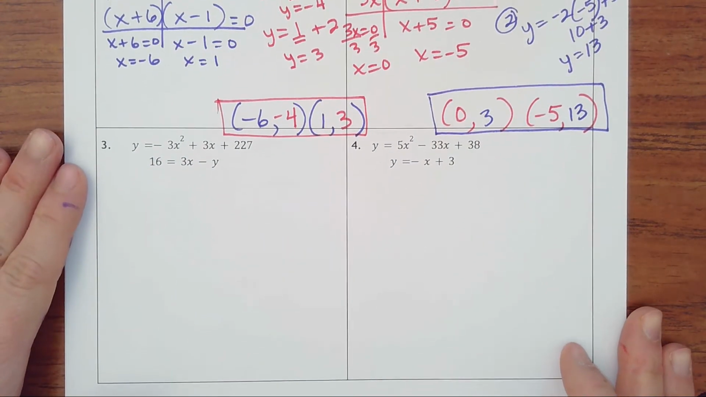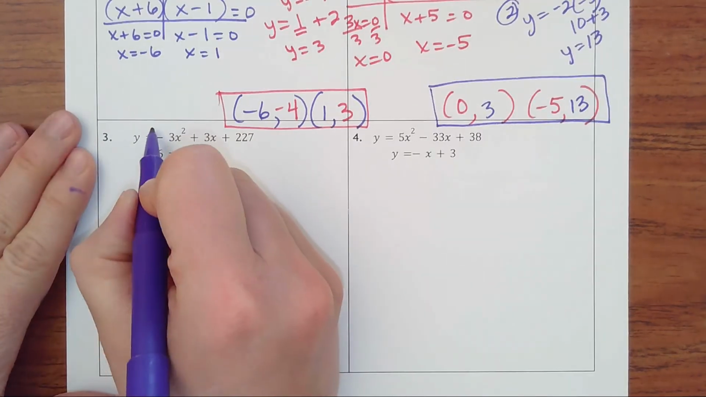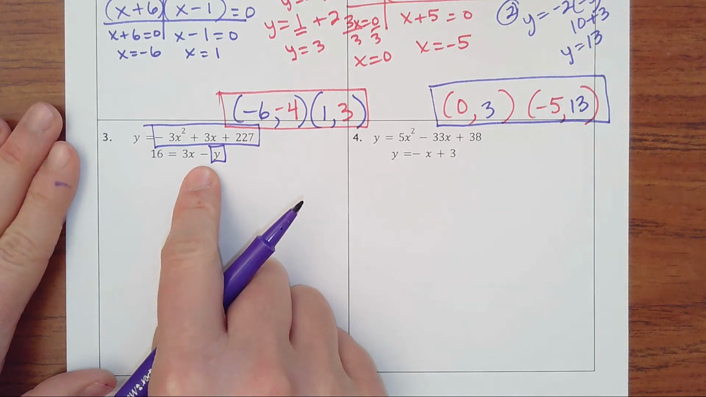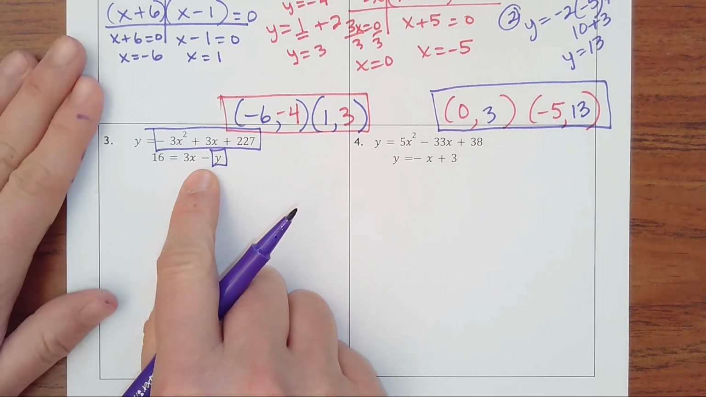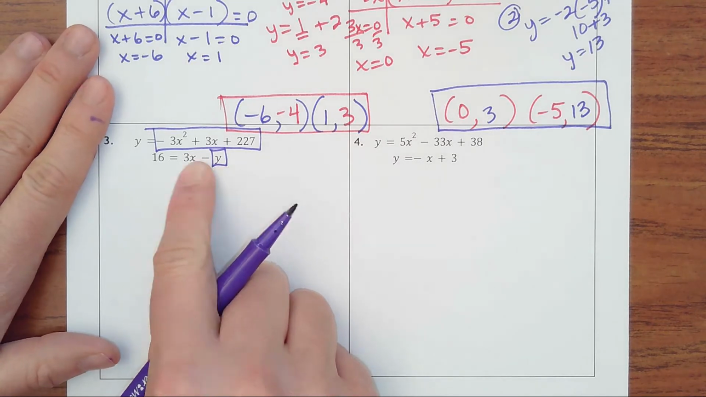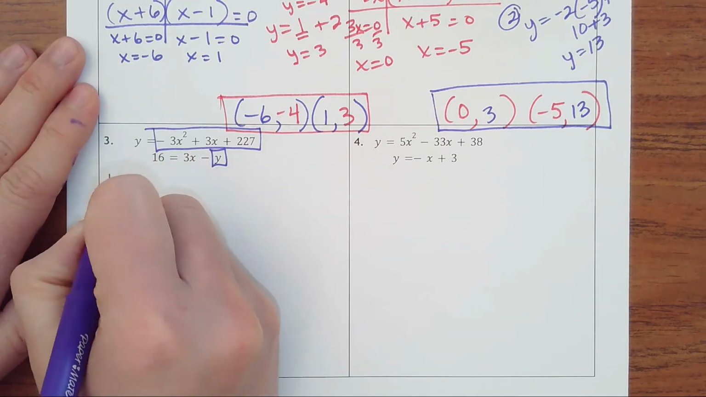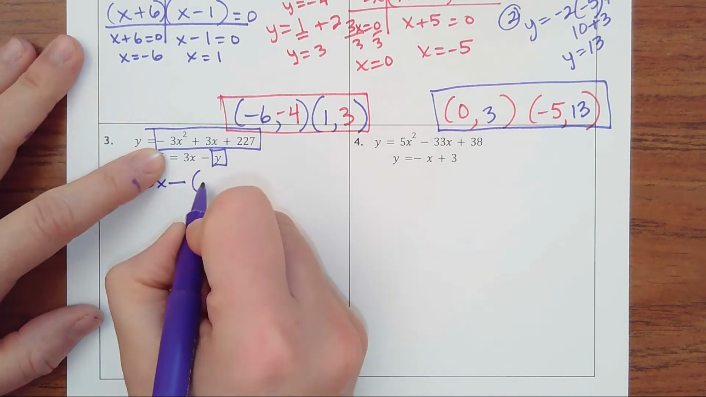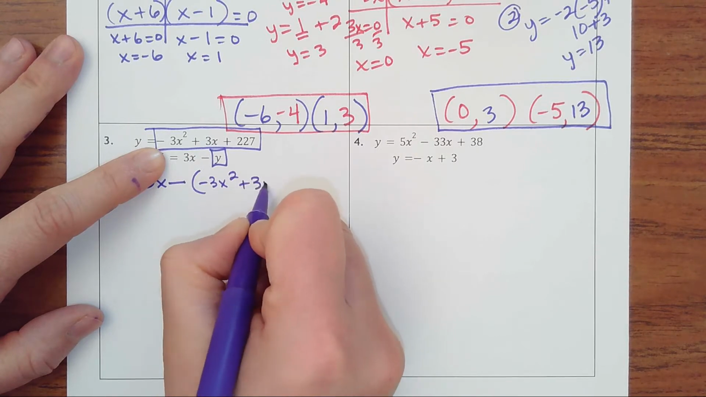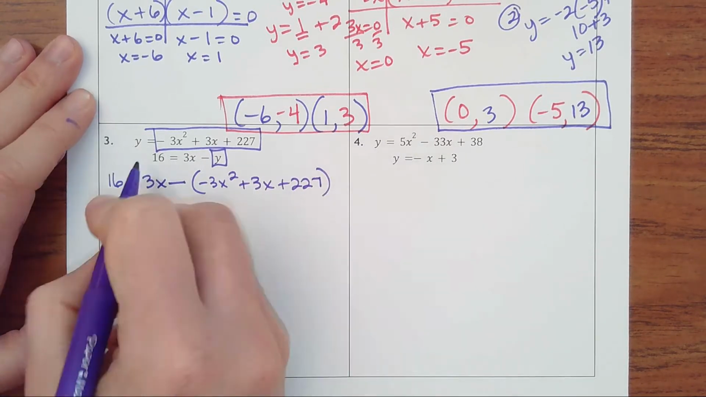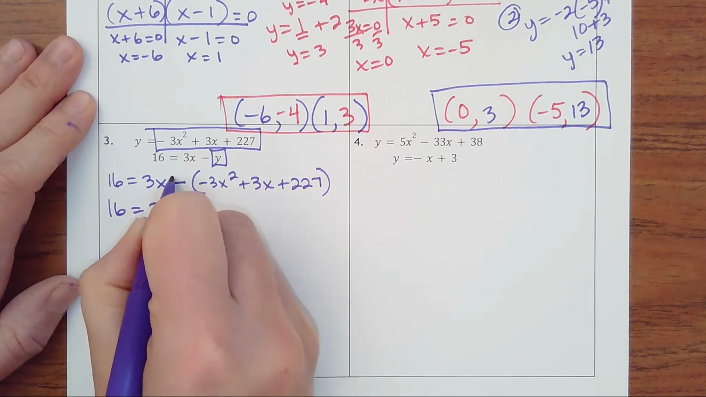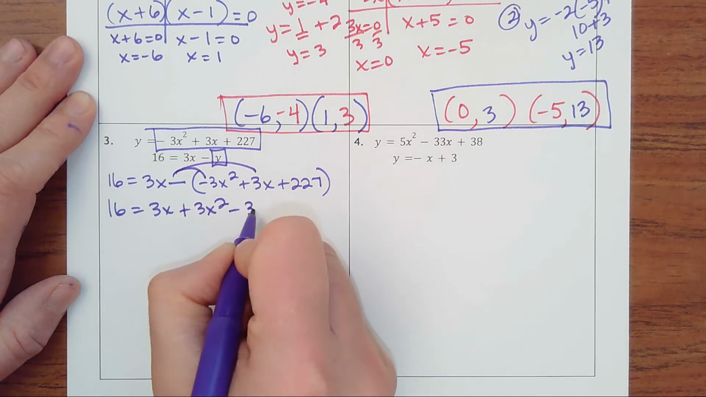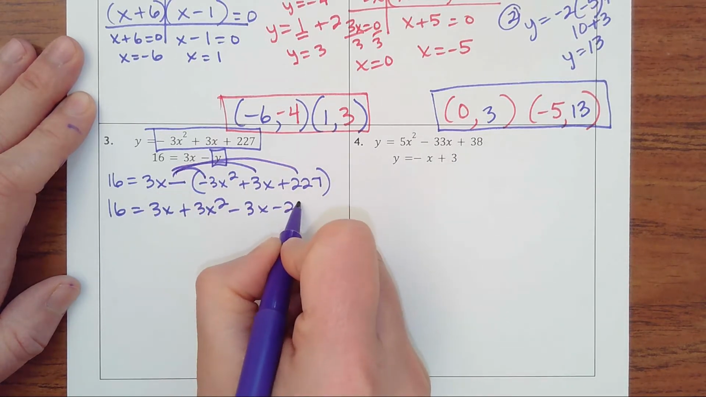Okay, number 3. I see where I've got this y equals, so I'm going to put it here. Notice how there's a minus sign before the y. That means there's a negative 1 times whatever I put after this, which means all 3 of these things. So it'll become a distributive property of 16 equals 3x minus, put parentheses, negative 3x squared plus 3x plus 227. So now this negative would multiply by this negative to make it positive 3x squared minus 3x minus 227.